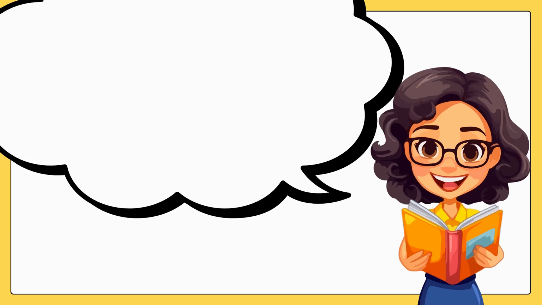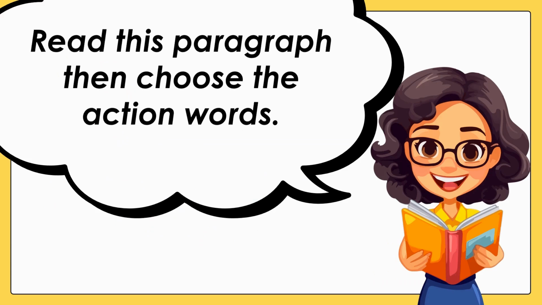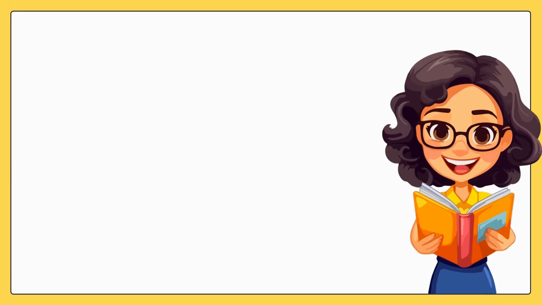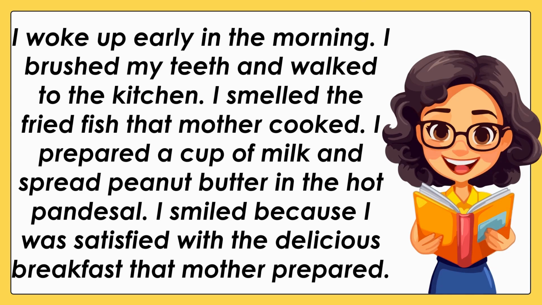This time, let's read another paragraph, then choose the action words. I woke up early in the morning. I brushed my teeth and walked to the kitchen. I smelled the fried fish that Mother cooked. I prepared a cup of milk and spread peanut butter in the hot pandesal. I smiled because I was satisfied with the delicious breakfast that Mother prepared.